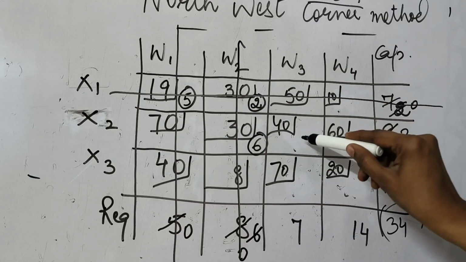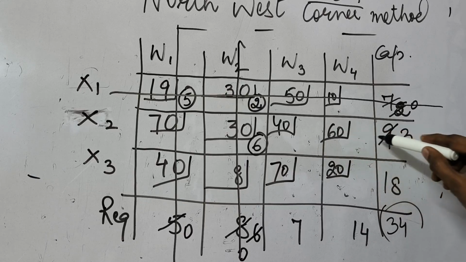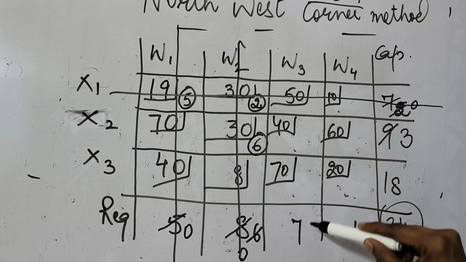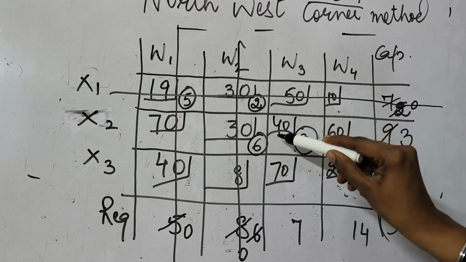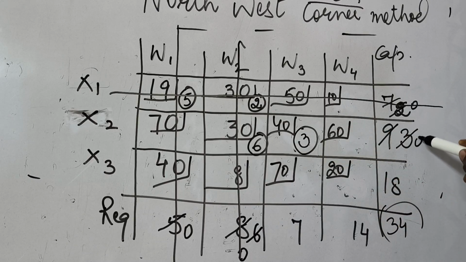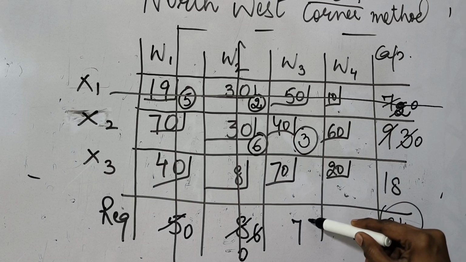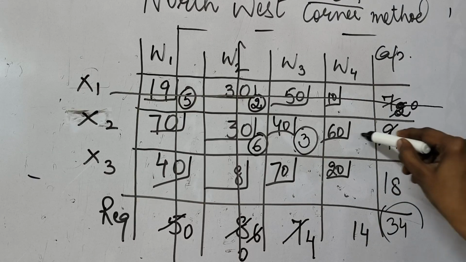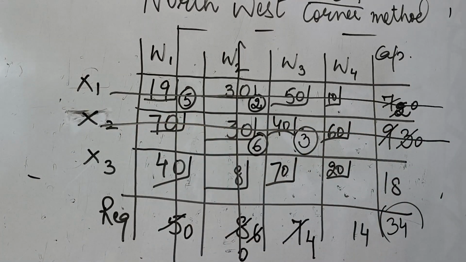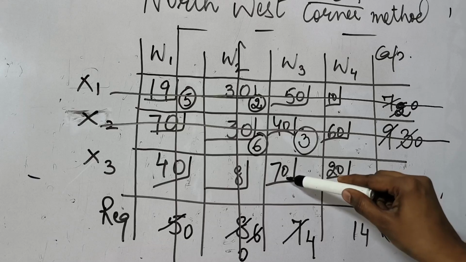Again I will find my corner. Now this is the corner I can see. In front of this capacity is 3 while the requirement is 7, but I am capable of supplying only 3 units. So I will just delete this 3 and this will be converted into a 4. So now if this has become a 0, I have to delete this row. Now I am left with only these 2. So this is my corner.